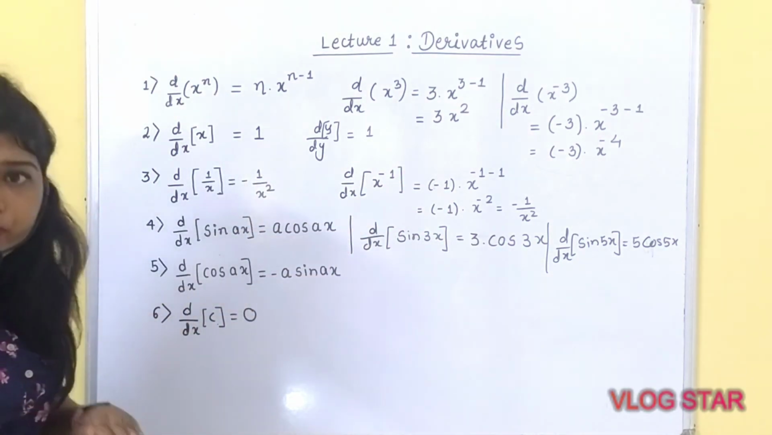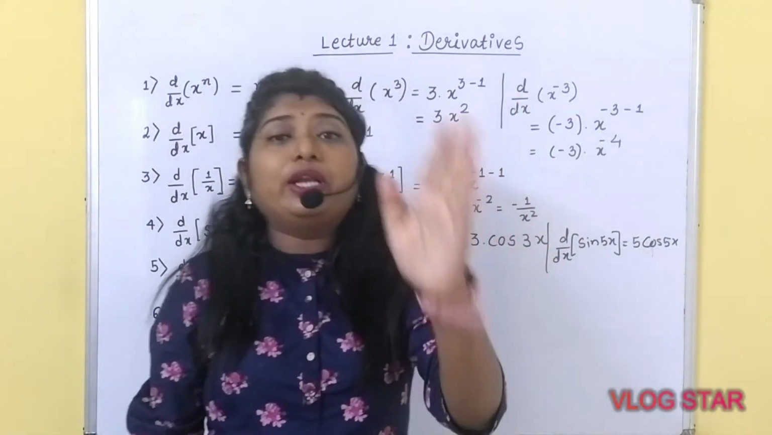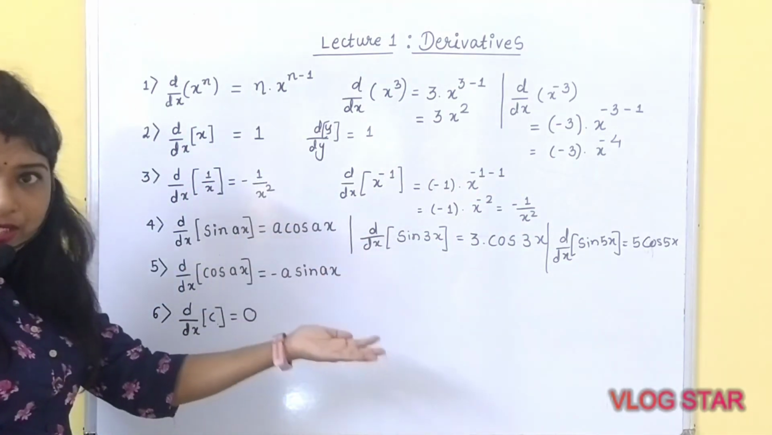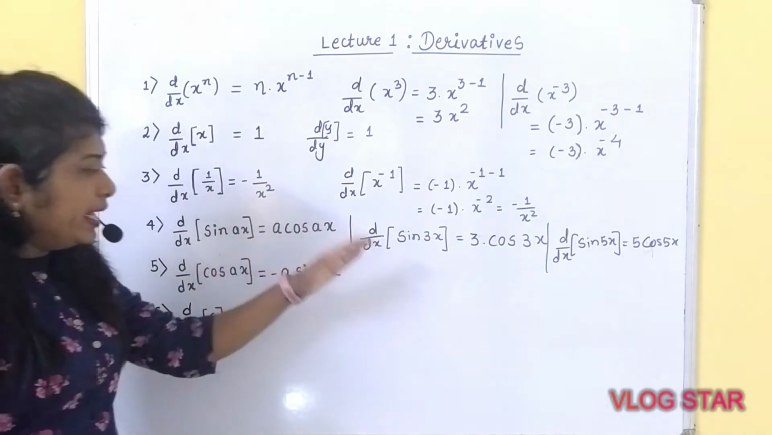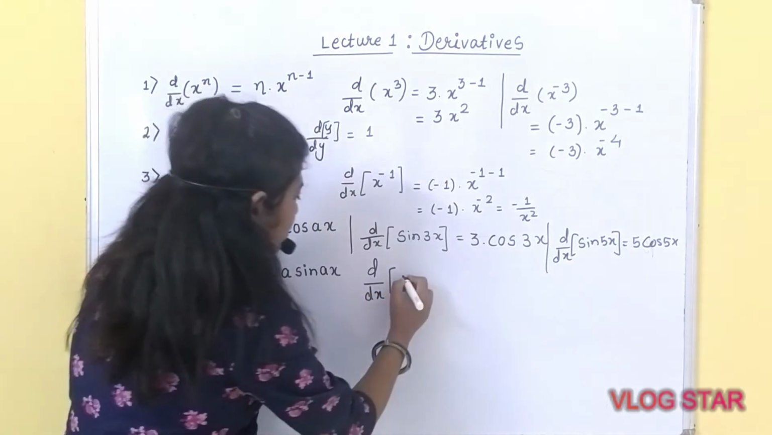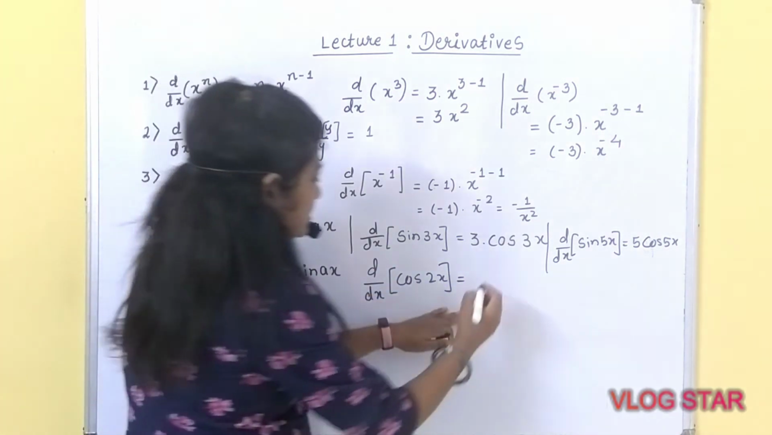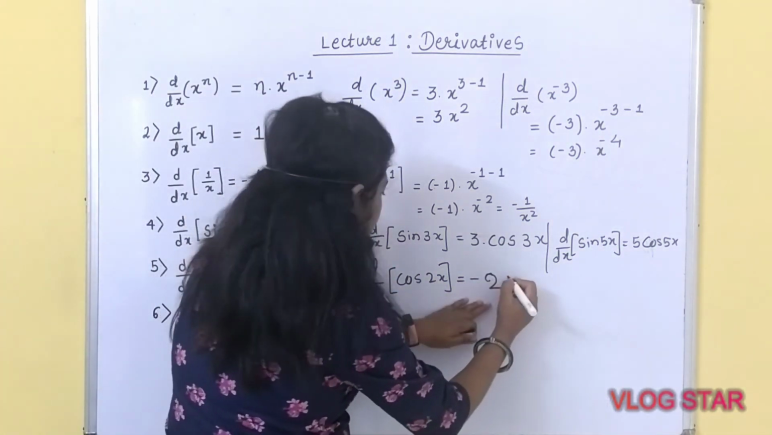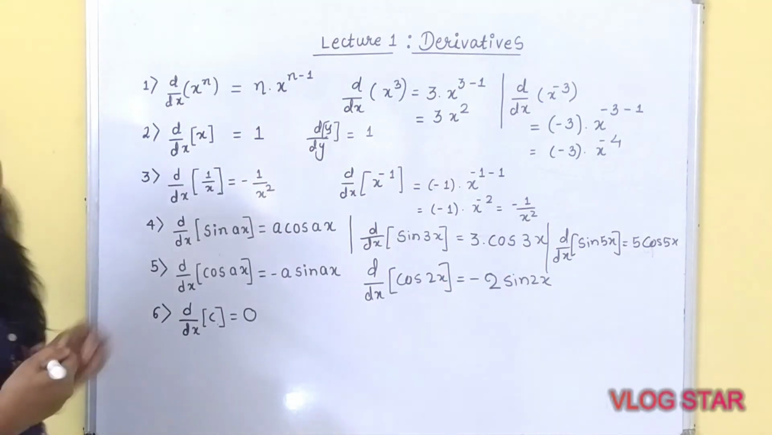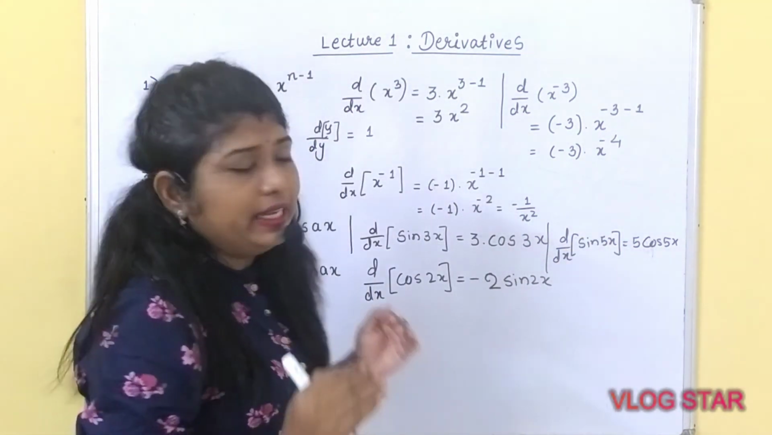Similarly, coming to the fifth formula, the derivative of cos is always equal to minus sin. So the derivative of cos ax is equal to minus a sin ax. Can you tell me the answer for this? If I ask you the derivative of cos 2x, it is equal to minus 2 sin 2x. So remember, the derivative of cos ax is equal to minus a sin ax.